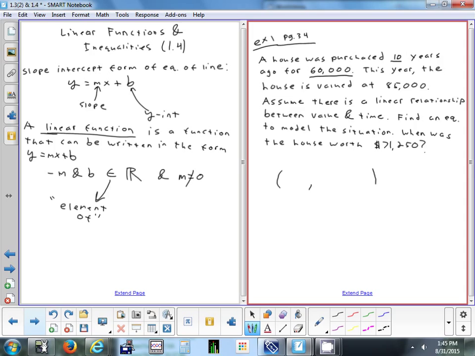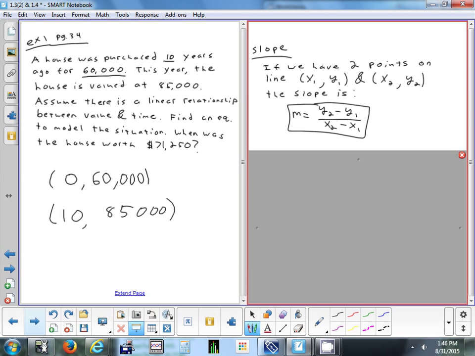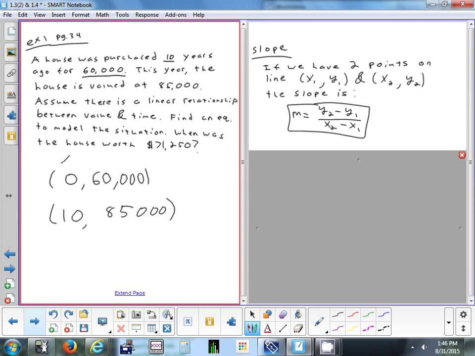Okay? You first purchased the house, it was worth $60,000. What value do we usually use to represent like the first, like right at the beginning? At the very beginning, it was worth $60,000. Yeah, 0. After 0 years, it was worth $60,000. After 10 years, how much was the house worth? $85,000. All right, so basically what we can use is our formula for slope.